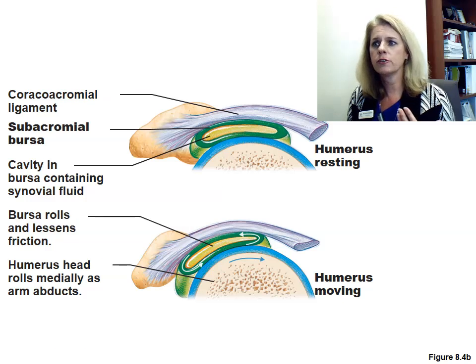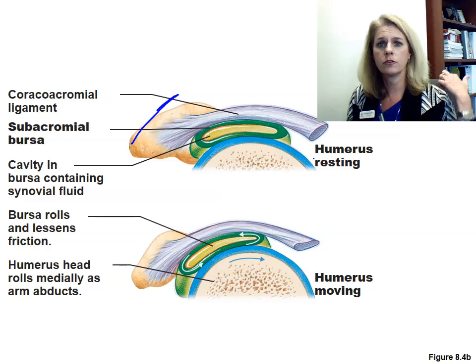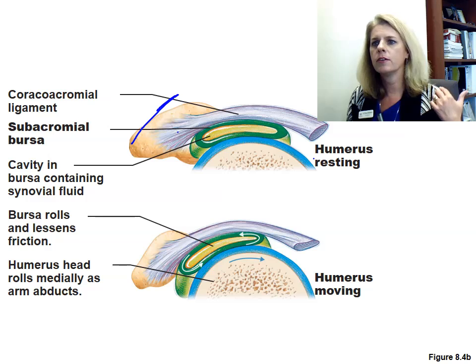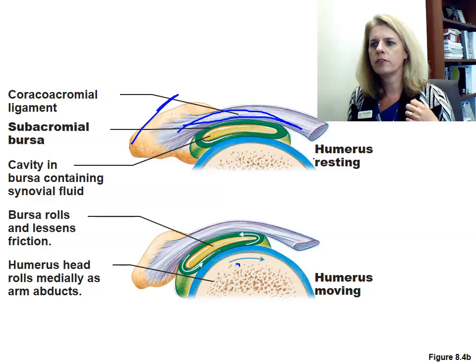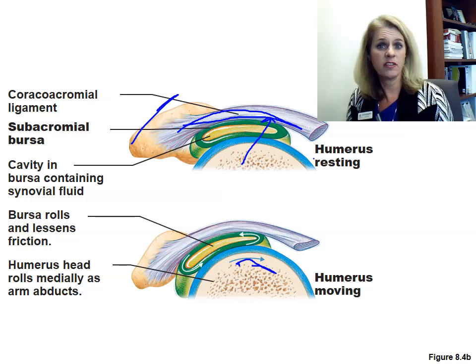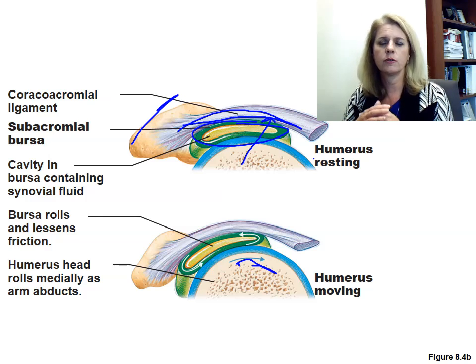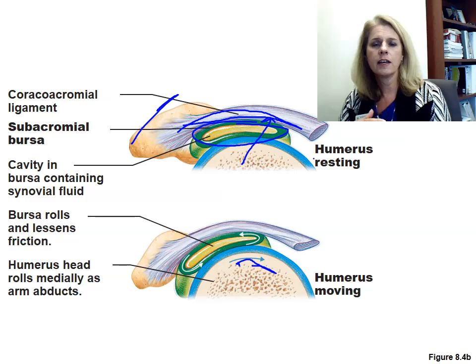So I've got a picture. Here's the humerus, and here is the acromion of your scapula. And here's the ligament coming off of that bone. When your humerus moves, when you have rotation of this humerus, you don't want the humerus to directly rub against that ligament. That would be painful, and it would cause friction, and it wouldn't be very effective. So the body inserts a bursa there, which is a fluid-lined sac, to help give you more fluid movement.